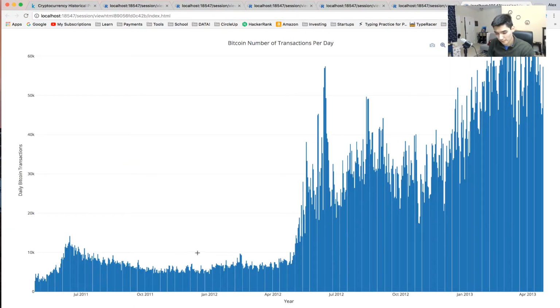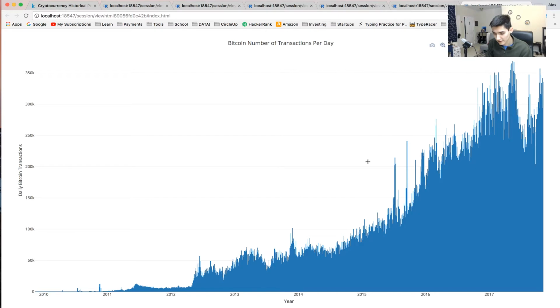Back when it wasn't very popular, we see about 10,000 to 6,000 transactions per day. And really you can see the correlations in this. There are more daily Bitcoin transactions as Bitcoin becomes more popular. Bitcoin is so popular because it's a very established cryptocurrency that is new and attention grabbing.